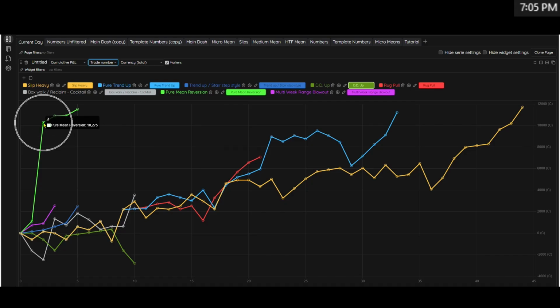However, we can see I took a huge trade on pure mean reversion, which was an A+ trade, and I knew what I was getting into, and this A+ trade was actually in my playbook. And I knew it was an A+ trade, so I committed to it. This is why this one is working so well.